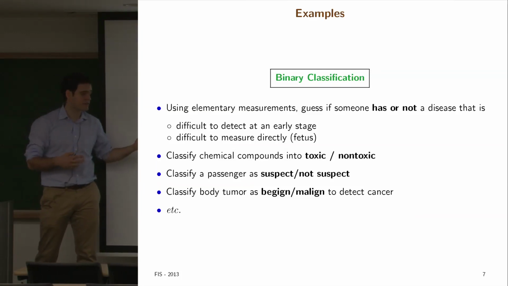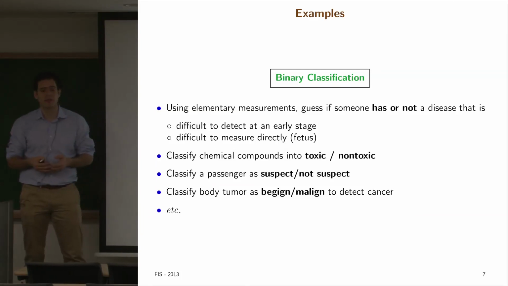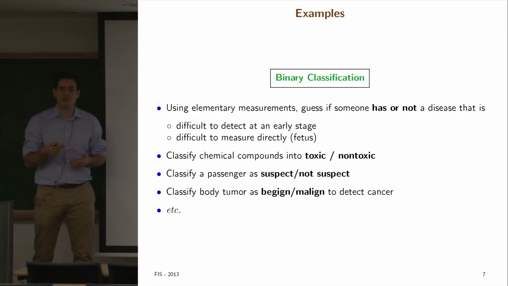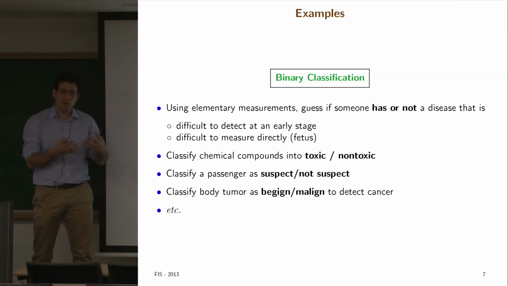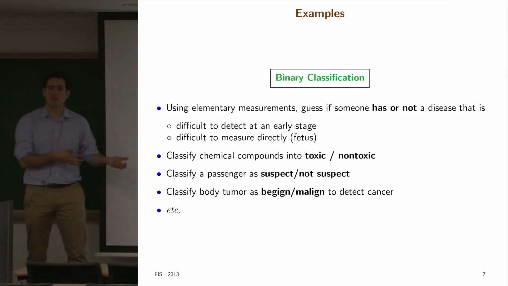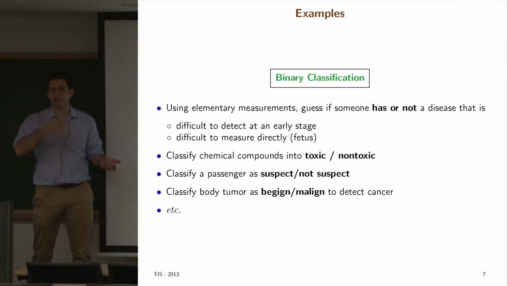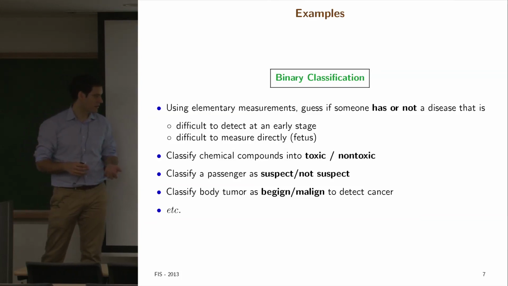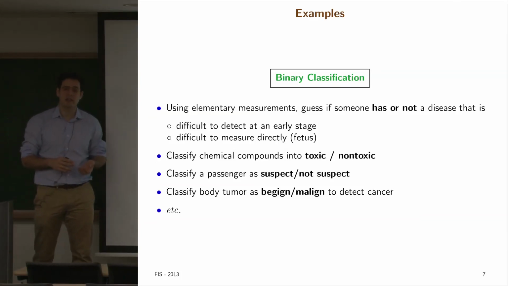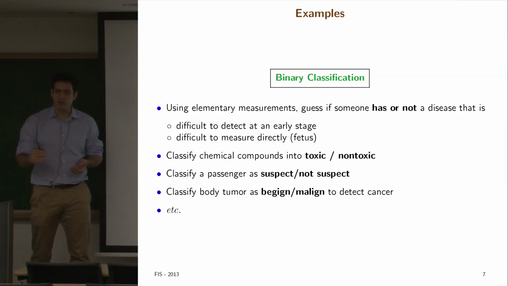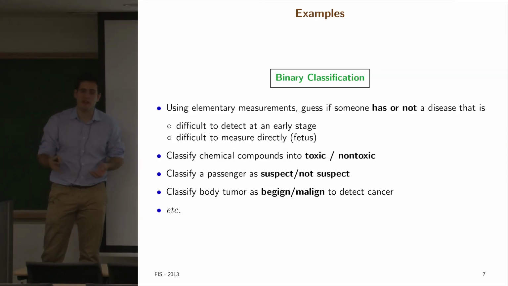So for instance, if you have a fetus in the womb of a pregnant woman, it's usually very dangerous to try to pick any sample from the fetus. You might cause a miscarriage. So in that case, we really don't have access to the information, but we want to predict whether the baby is at risk for some disease. And so in that case, you use classification. So using a lot of information, you can try to guess if that baby has or doesn't have problems. And that's used daily to screen fetuses in an early stage for any kind of a disease.